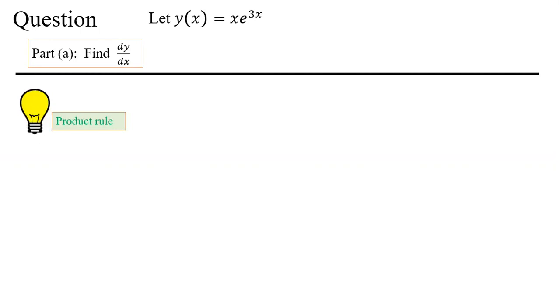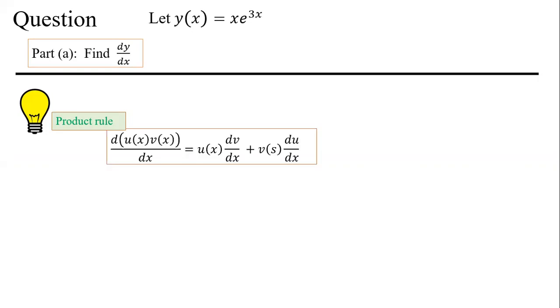How to do that? We use the product rule. What is the product rule? The product rule is like this. When we have a function that is the multiplication of two internal functions, we can use this equation to calculate the derivative of the overall function. Let's put u(x) as x and v(x) as e to the power of 3x.